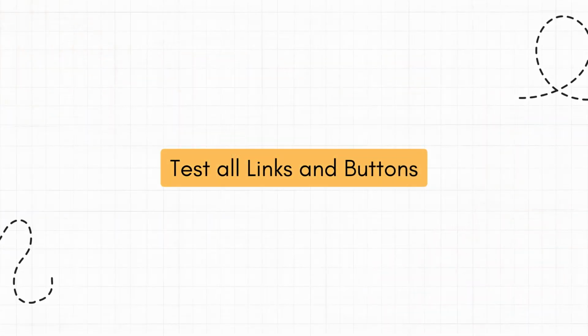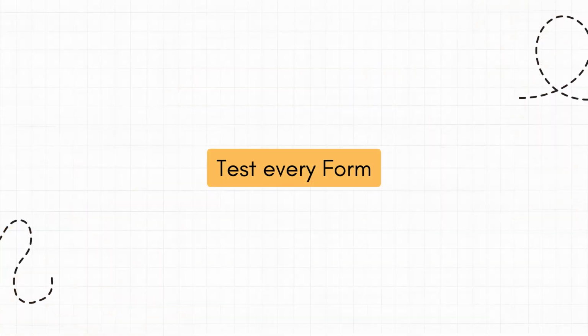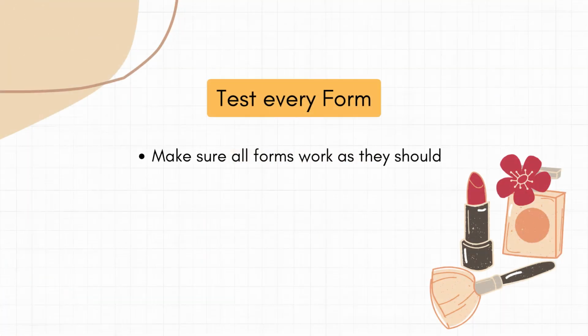Next, test all links and buttons. Make sure all of your links lead to the right places. Check all the links on each of your pages. Test every form. If you have forms, make sure that your contact forms work, your email subscriber form, and all other forms you have. You can try submitting a form to see if they work.